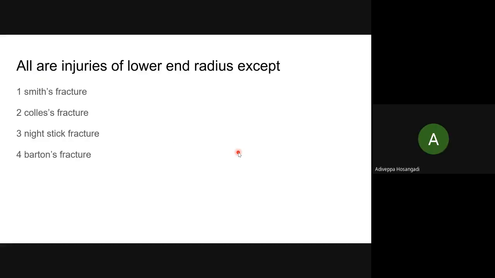All are injuries of lower end radius except, please remember this: Smith fracture, Colles fracture, nightstick fracture, Barton's fracture.